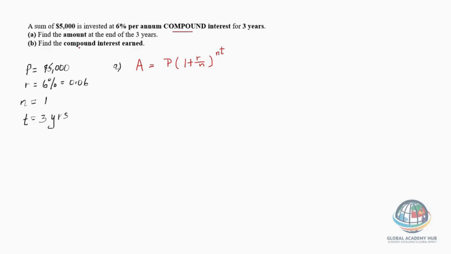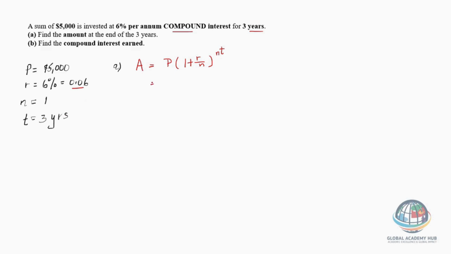R is your rate. And at 6%, we're going to convert that to a decimal. N is the number of times it's compounded per year. It says per annum. So it's compounded just once per year. And T is the number of years that this goes on. This says 3 years. And so T is 3.